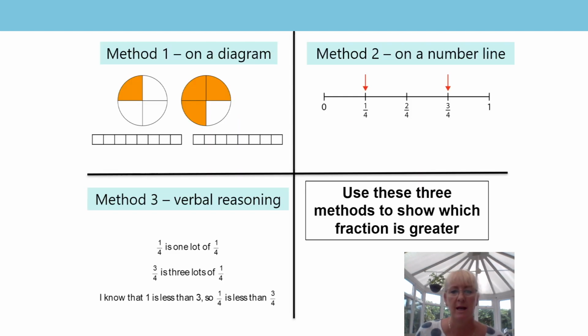So we've looked at using method 1, method 2, method 3, and we used our quantity model. For the examples that follow, I think we will have a look at using these 3 methods to show our understanding of which fraction is greater and which is less than the other. So we're going to use these 3 methods to be able to compare our fractions and prove and disprove.